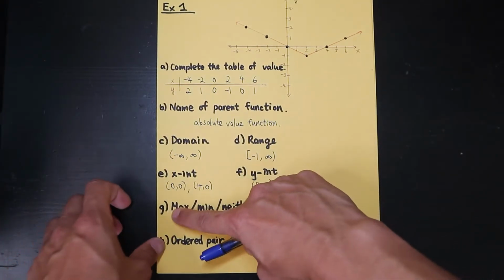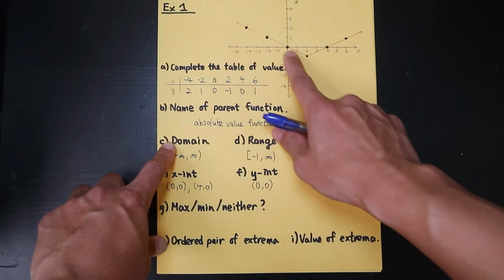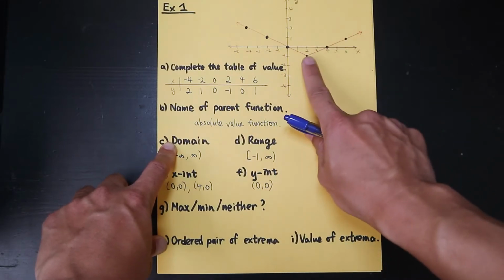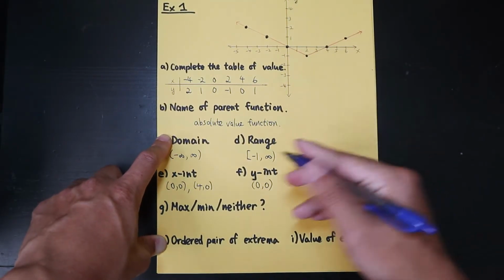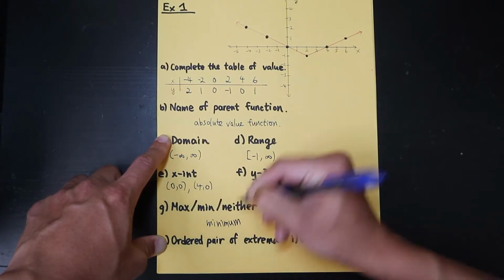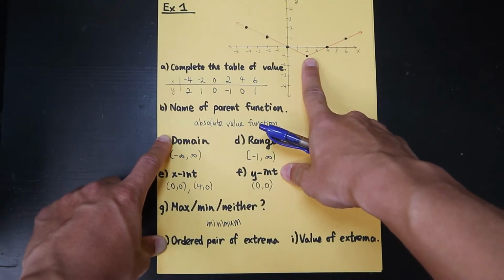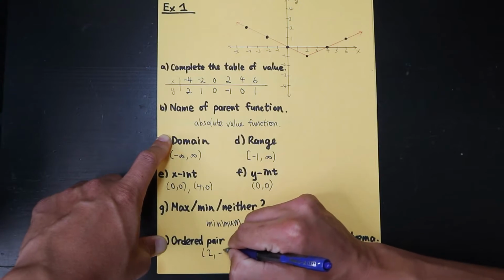Well, does this graph have a maximum, a minimum, or neither in this case? Well, let's take a look at this V shape. I see that this V shape looks like the bottom of the valley. So this part will be considered a minimum. So we're going to write the word minimum. And the ordered pair of this minimum is going to be 2, -1. So we're going to write it here, 2, -1.